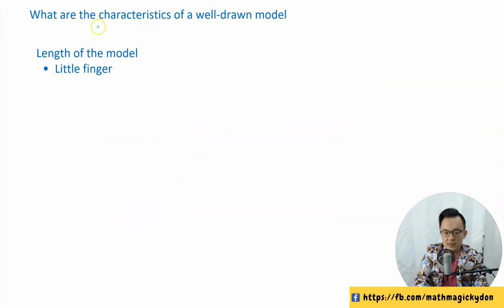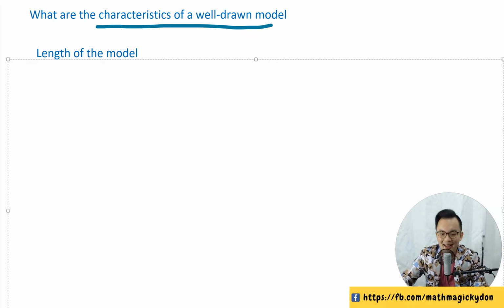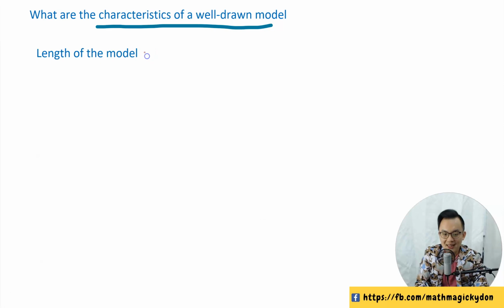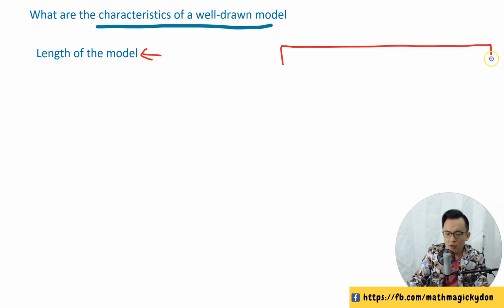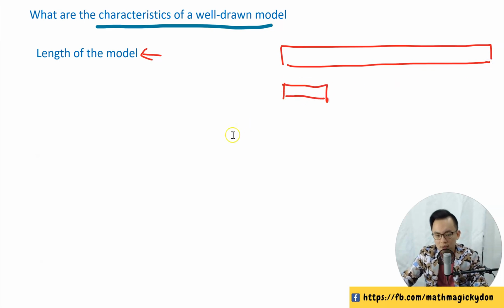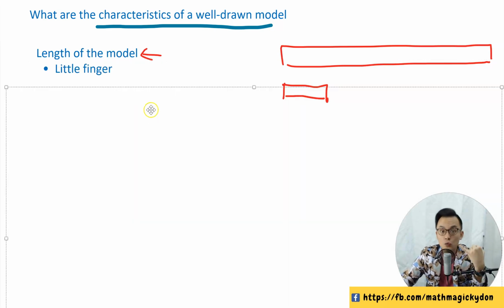Let's look at the first thing. What are some characteristics of a well-drawn model? The first thing I want to talk about is the length of the model, because I realize not many schools actually teach this. Some students will draw very, very long models and some students will draw very short models. I always tell them I recommend the length of the model to be the length of their little finger in real life.